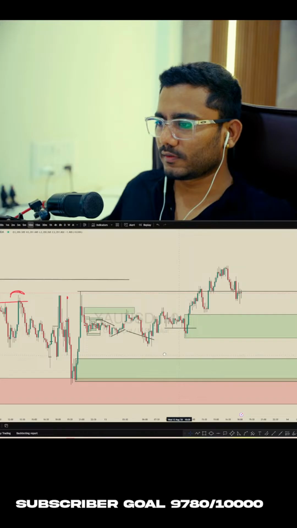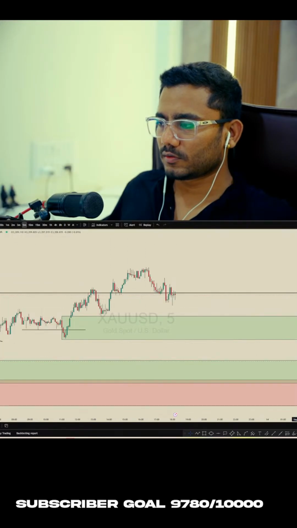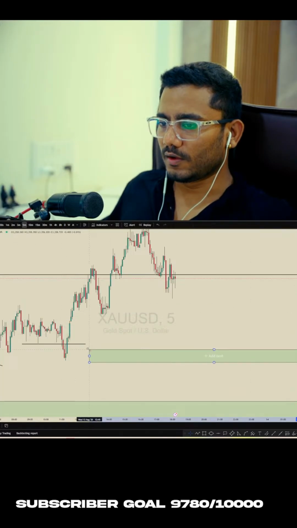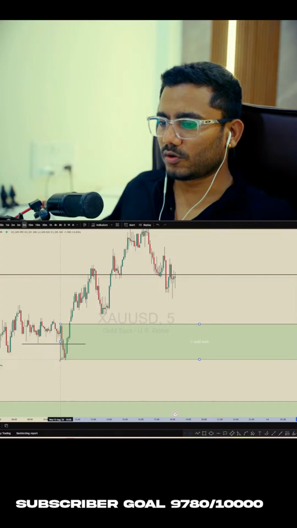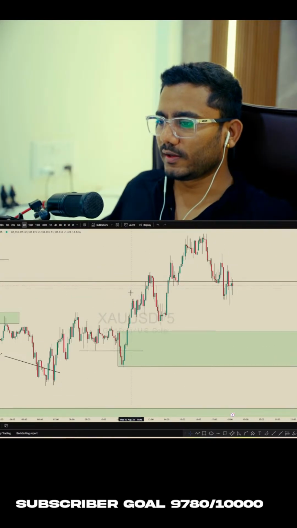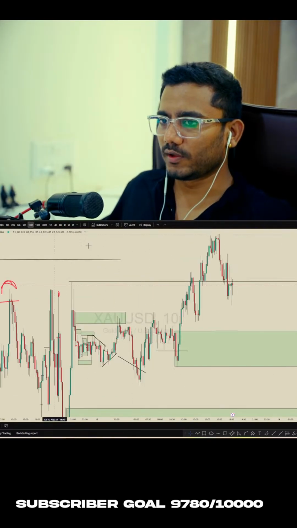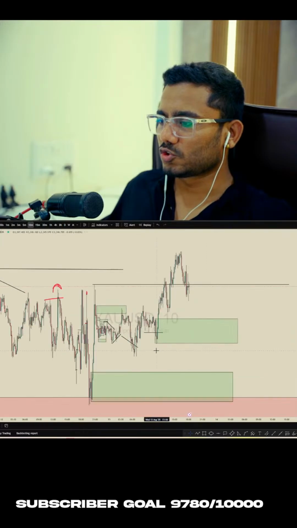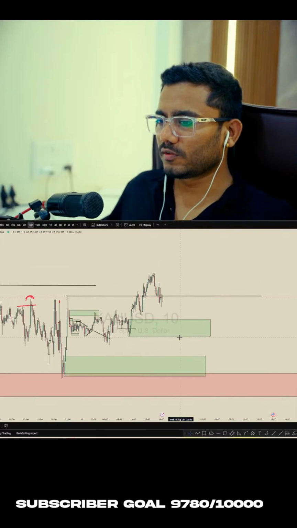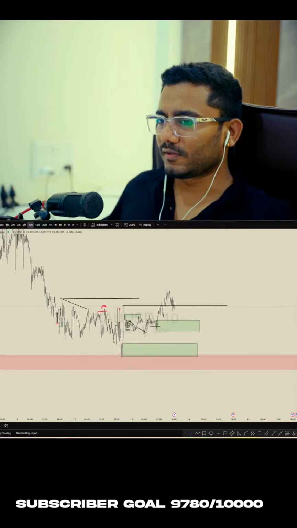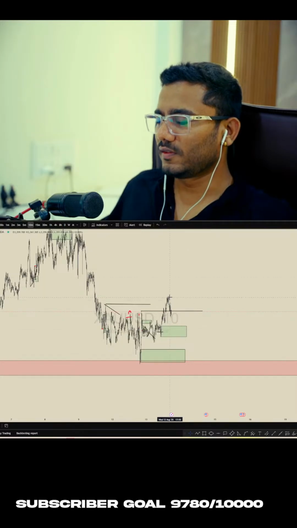In 5 minutes, we have this order block. So this is the order block on 5 minutes, which took out the liquidity, created a new high, creating this imbalance. So we can use this for our entry. Stop loss will be below this low, and we can target the next liquidity because this high is too short.